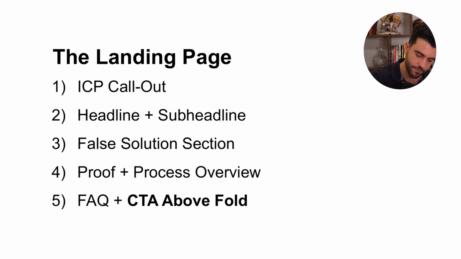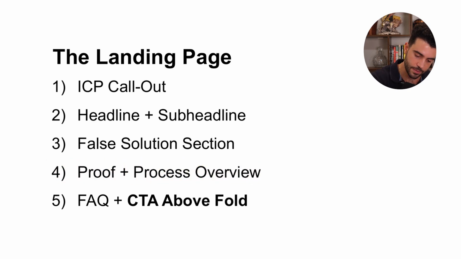Then you're going to want to have a false solution section, which is basically breaking down all the false solutions, the other things that they tried and why those things haven't worked. And that's why the unique mechanism is really powerful, because then you can say, hey, this didn't work because of this, this doesn't work because of this, and this is how our product is going to work for you. So you have what's called the process overview section. This is how we're going to actually deliver the results for you.